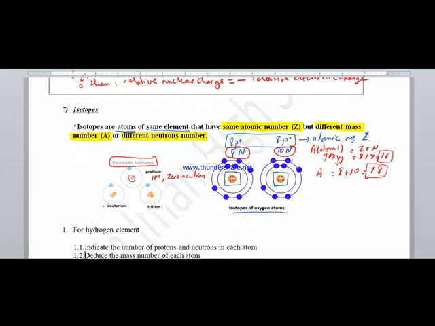In deuterium we have 1 proton and 1 neutron. In tritium we have 1 proton and 2 neutrons. All of them have the same number of protons. 1 proton, 1 proton, and 1 proton give the same atomic number Z, but a different mass number.